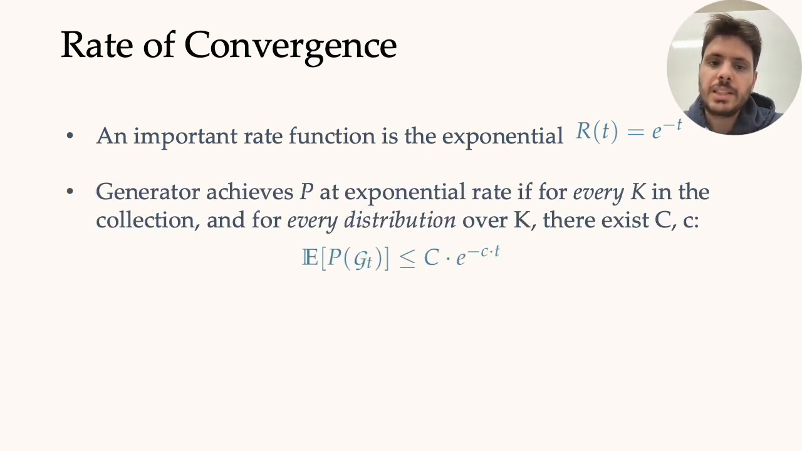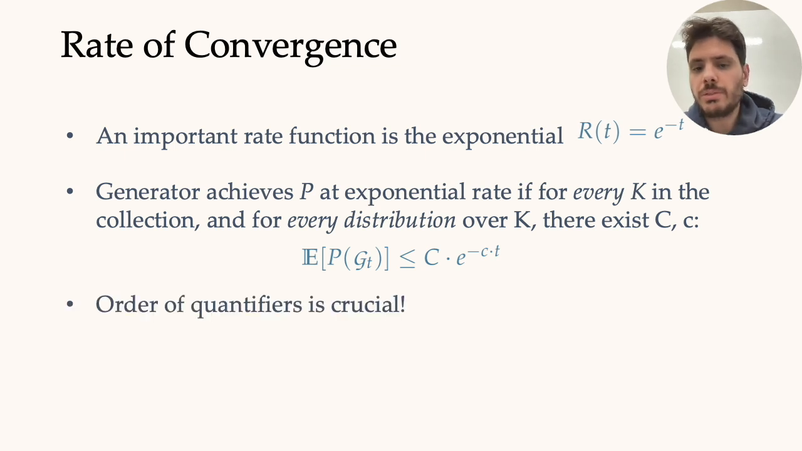We say that the generator achieves some property P at an exponential rate if, for every target language K in the collection, and for every valid distribution over this target language K, there exist two constants, capital C and little c, such that the expected value of P of G of T is bounded by capital C times e to the minus little c times T.